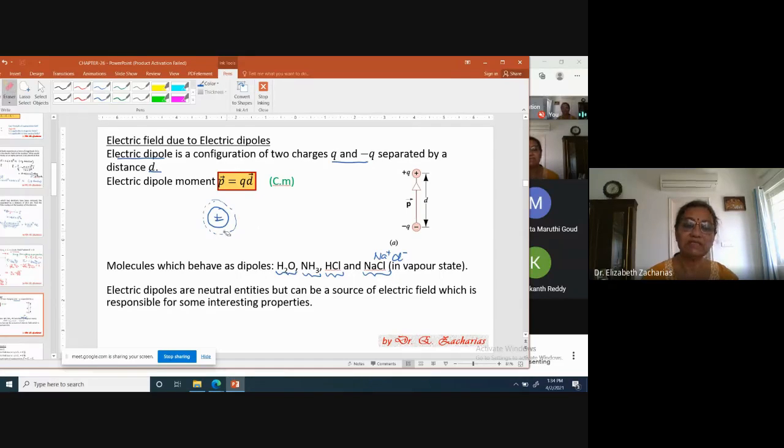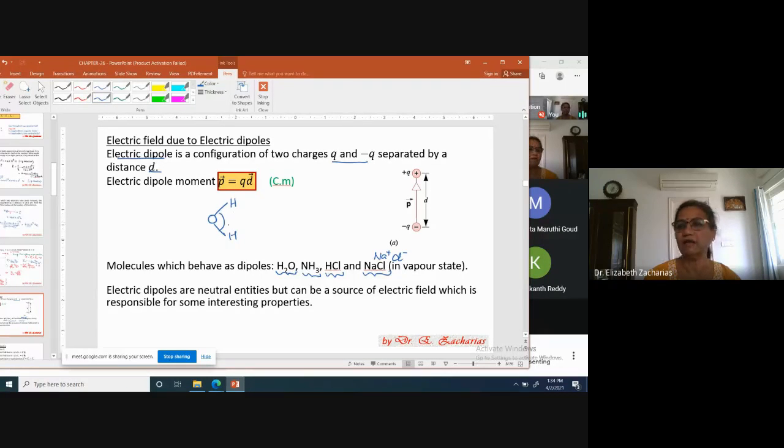Then the centers of both these will coincide, and on the whole, this is a neutral entity. But in certain types of molecules, the centers of the positive and negative clouds don't coincide. For example, H2O. If I ask you to draw, you will show your oxygen, then you show your hydrogen here, one hydrogen, the other hydrogen.